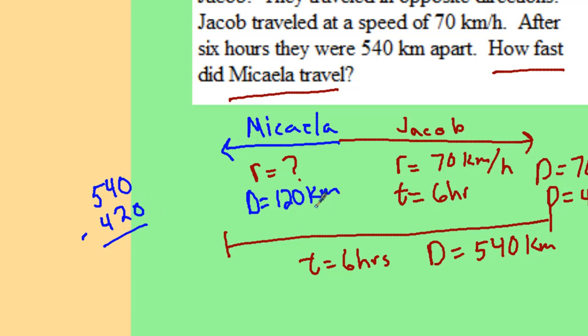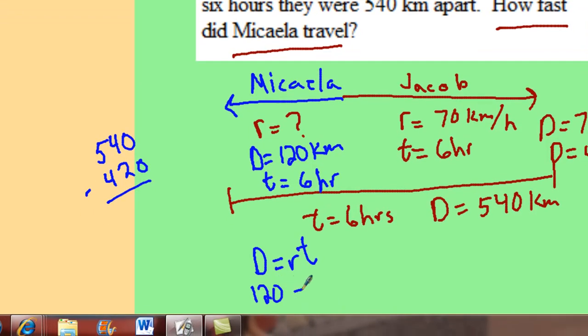So now we have enough information with the time being 6 to be able to solve for R. So again, it's D equals RT. The distance that Michaela traveled was 120 kilometers. The rate we do not know, but we know that she traveled for 6 hours. And based on this, evidently she hit a lot of traffic, because when you solve, you need to figure out the value of R. We can divide both sides by 6, and we're going to be able to get a speed of 20 kilometers an hour.